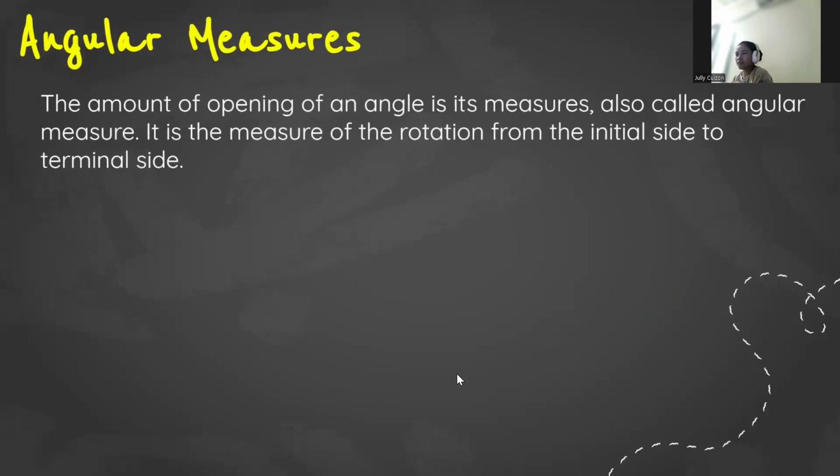We also have here angular measure. Angular measure is the amount of opening of an angle, and it is the measure of the rotation from the initial side to your terminal side.